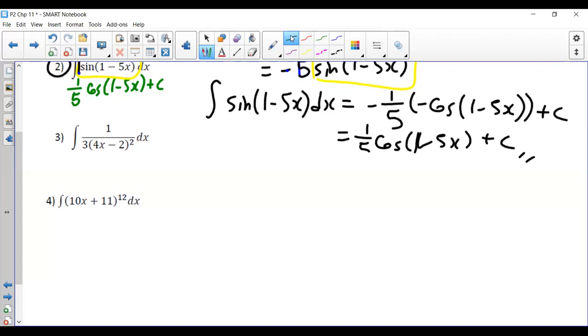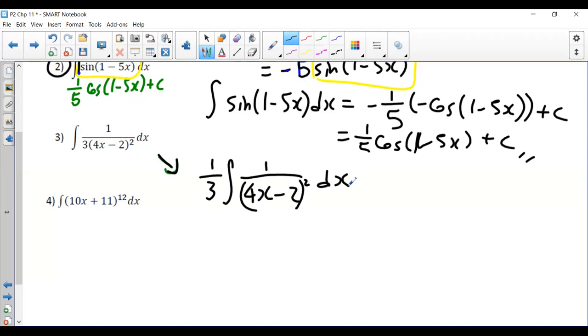So if you struggle with this, okay, here's the hint. First, I will help you to remove the 1/3 outside the bracket, because remember, if you can remove the coefficient, remove the coefficient. So it's 1/3 of the integral of 1 over (4x minus 2) to the power of 2 dx. Next, I'm going to write the power of 2 underneath as a negative power, because we know with integration it's best to use negative power for integration. Power of minus 2.